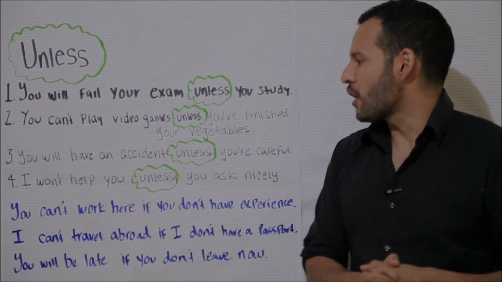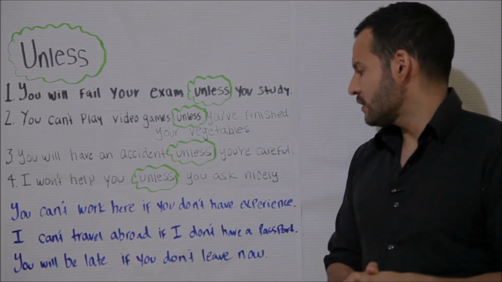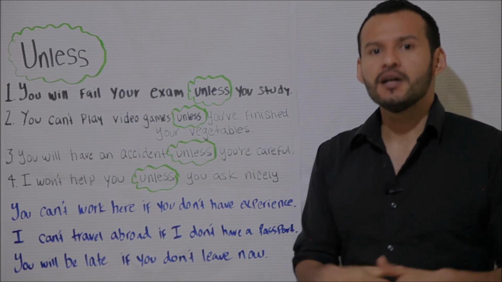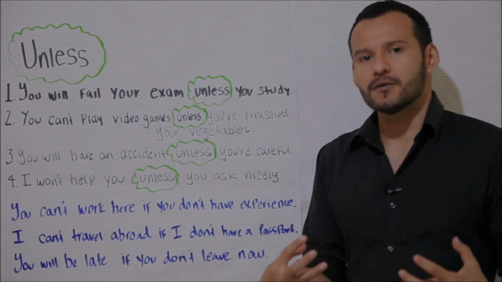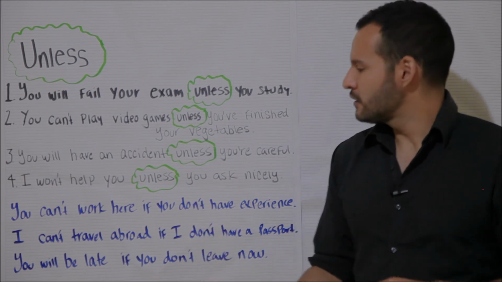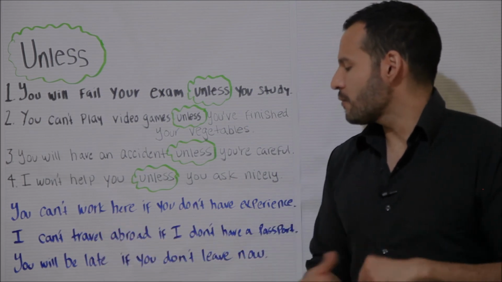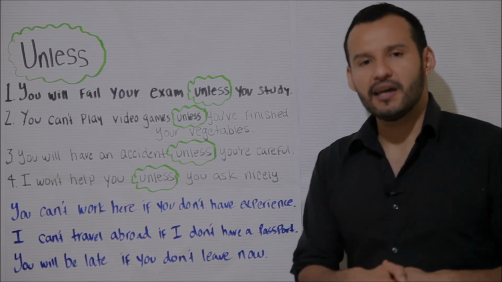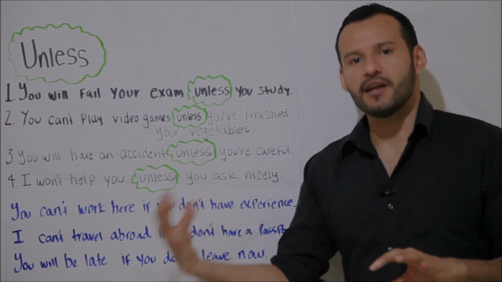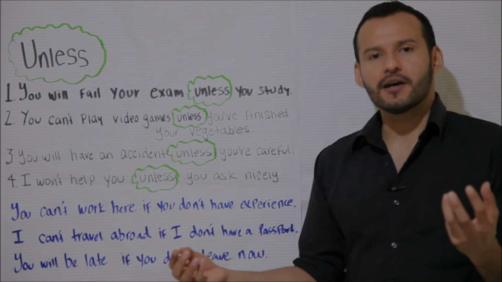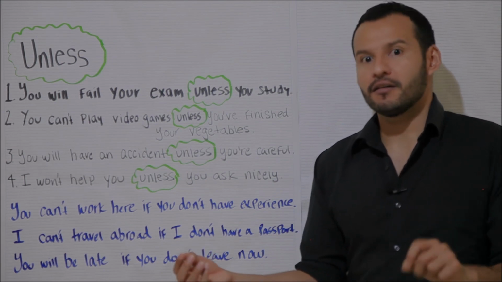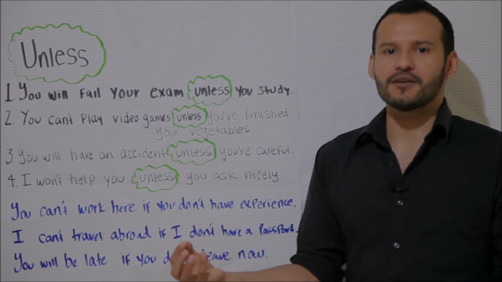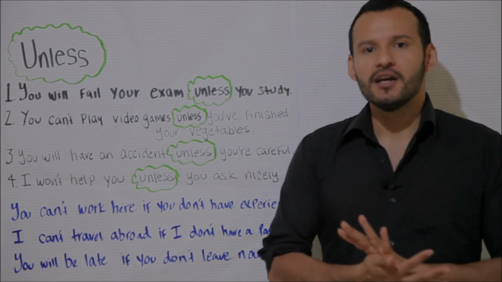The three sentences are: you can't work here if you don't have experience. How would you express the same idea using unless? I can't travel abroad if I don't have a passport. And you will be late if you don't leave now. So again, take a moment, write your answers down, and in approximately 10 seconds, you will see the suggested answers.